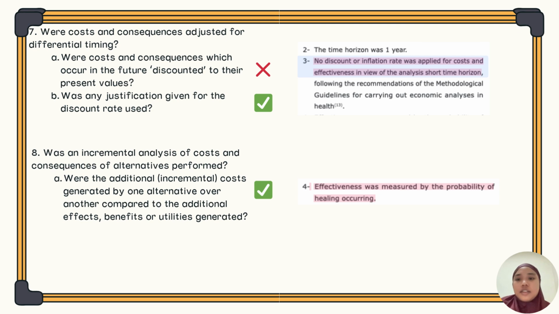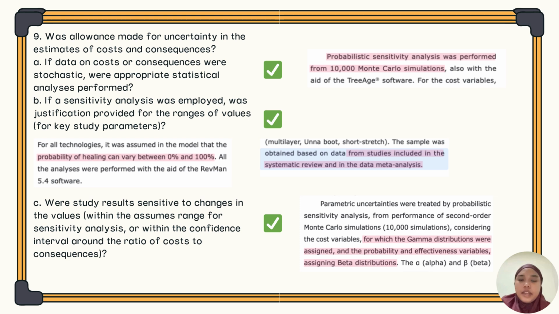Number 8 is yes, the study performed a cost effectiveness analysis that compared the incremental cost of different therapies to the incremental effectiveness, probability of healing, generated by those alternatives. Point A is yes, appropriate statistical analyses were performed for stochastic data through PSA using a 10,000 Monte Carlo simulation. Point B also yes, the model assumed that the probability of healing could vary between 0% and 100%.